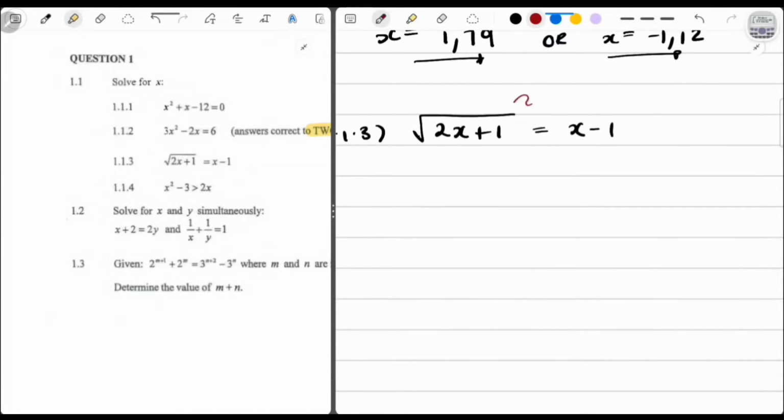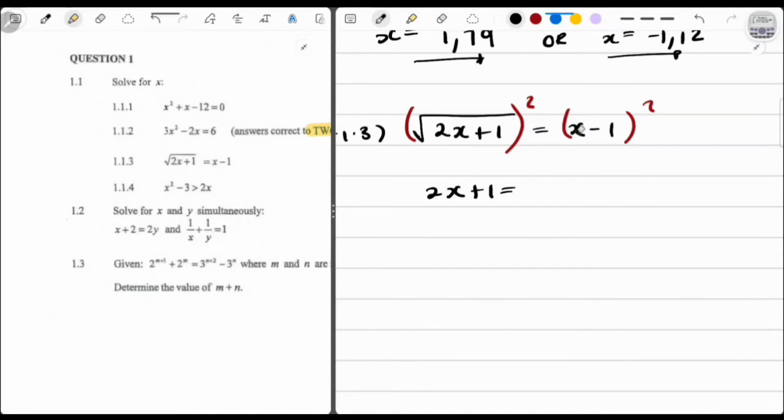So what I'm going to do is I'm just going to go ahead and get rid of this square root by squaring both sides. And then we're going to have 2x plus 1 is equal to, and then we're going to simplify this. Now you can go ahead and say this is x minus 1 multiplied by x minus 1 and FOIL that out. But I feel like that method takes quite long. So I deal with it like this.